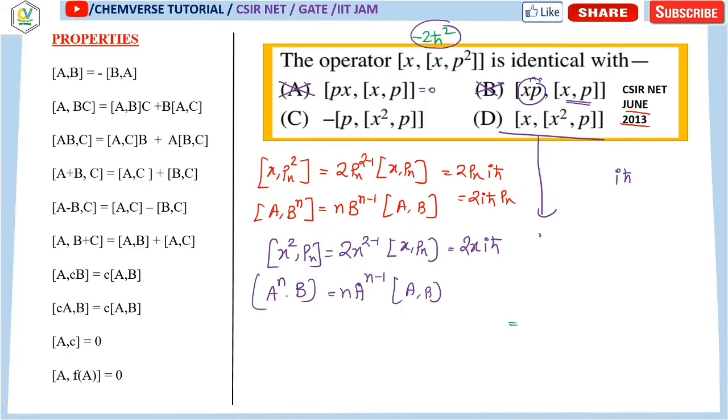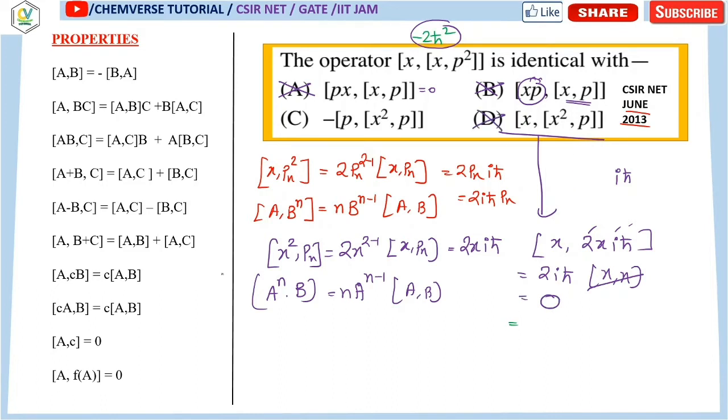So if you put it over here, it will be x with 2x i h cross. Now this 2 i h cross is a constant, taking it outside the commutation. 2 i h cross times x commuted with x, so it will have a value of 0. So this D cannot be your answer.